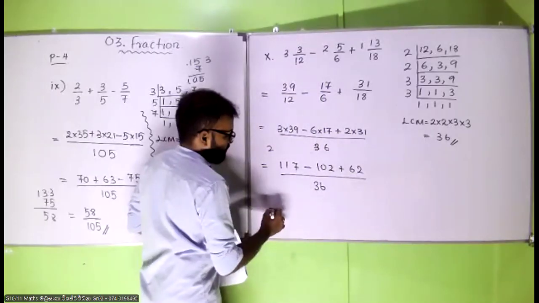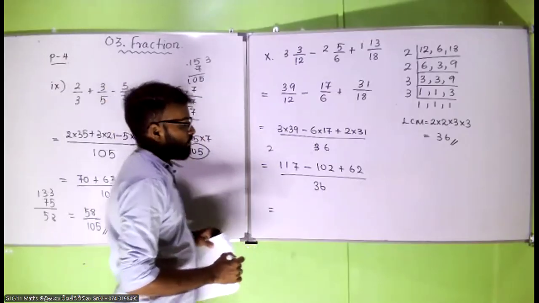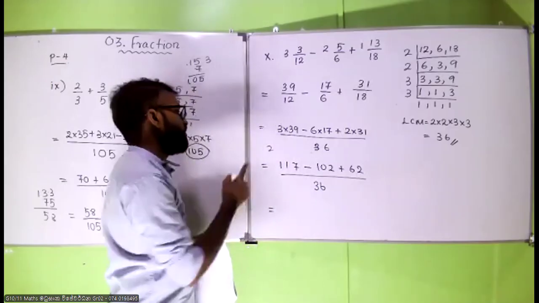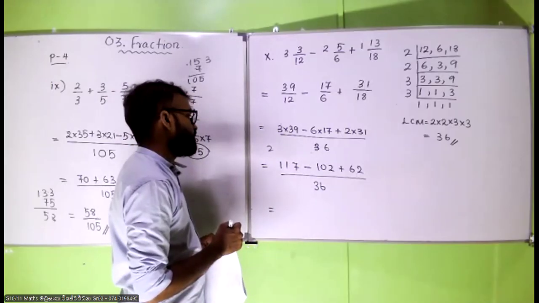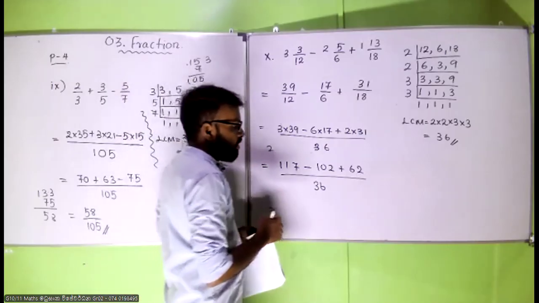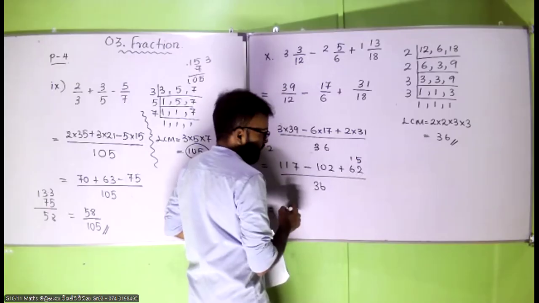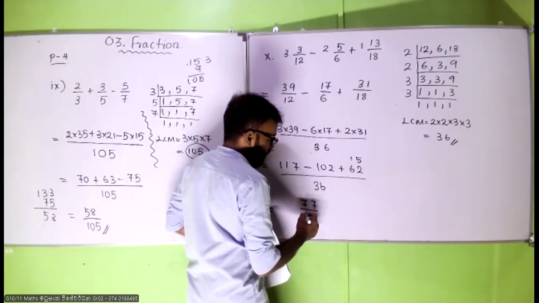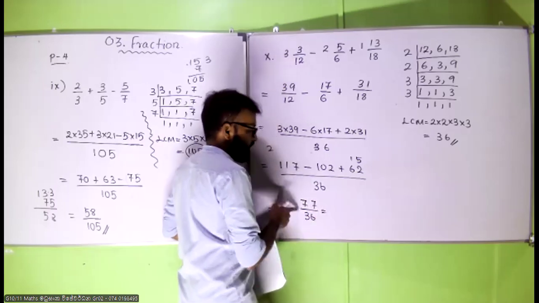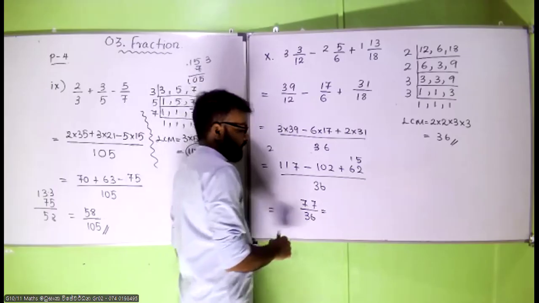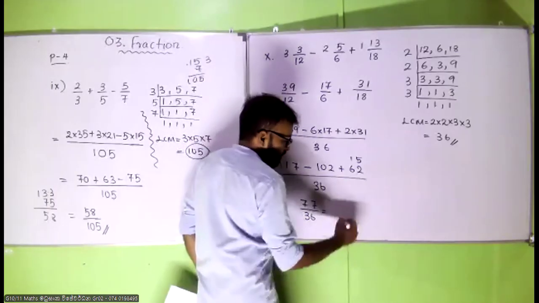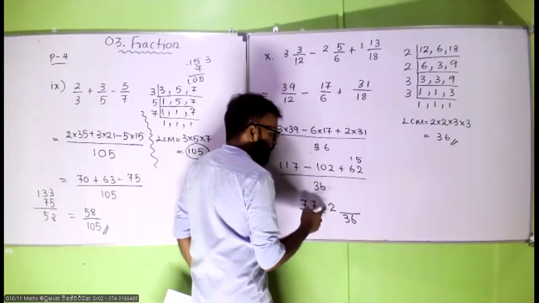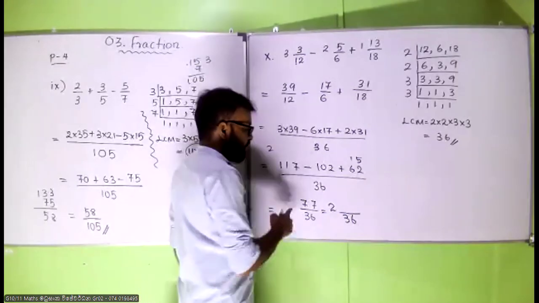The common denominator is 36. Right. Okay. So first of all I will do the subtraction here. 117 minus 102 will give 15. Right? 15 plus 62, 77 upon 36. This is an improper fraction. How many 36s are there in 77? I think 2. 2 times 36, 72. 72 plus 5.